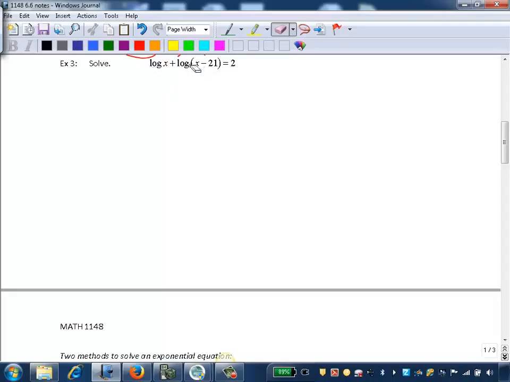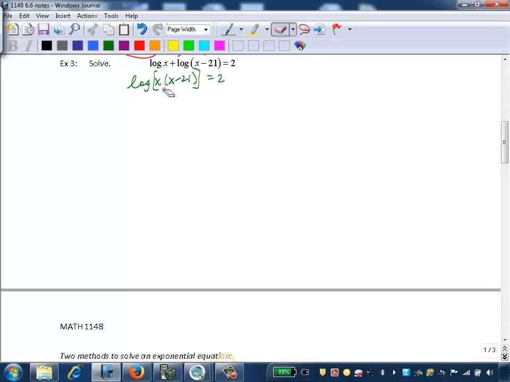And we can actually combine the sum of two logs that have the same base. We can combine them using the product of those arguments. So we have that rule. If we have the sum of two logs, we can rewrite as log of x times (x minus 21). So I've multiplied the two arguments and combined them into one logarithm.